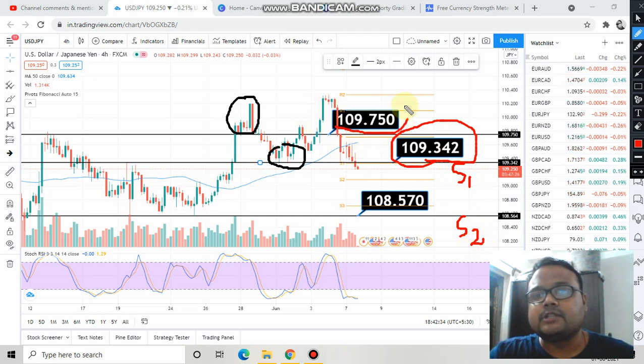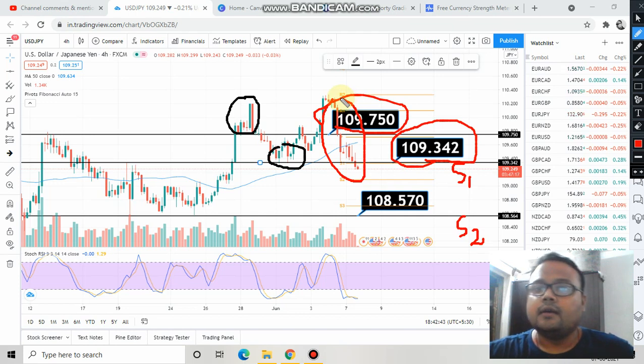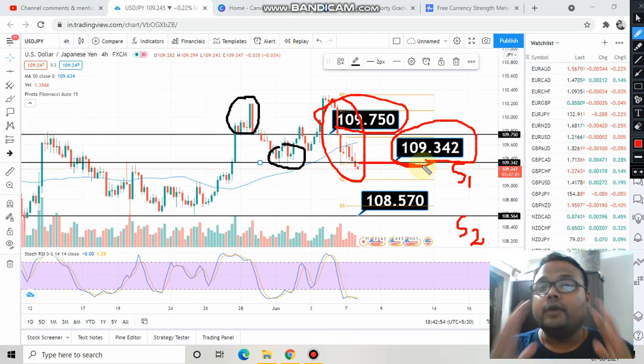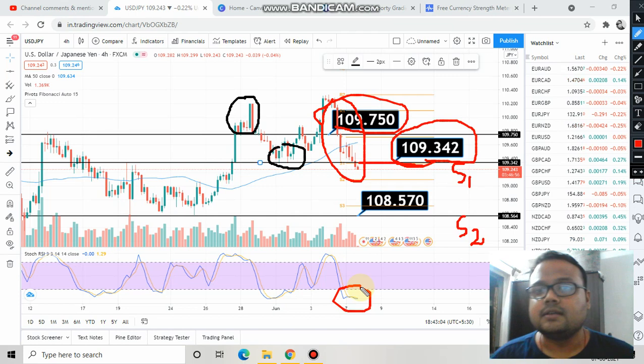And 109.75 is the ultimate resistance for the market. Right now we can see that after this huge fall or huge sell off, the market is below support 1. But still we cannot be too sure that sellers are dominating the market and we should short. We should not short the market right now, because the market is also in the oversold zone.